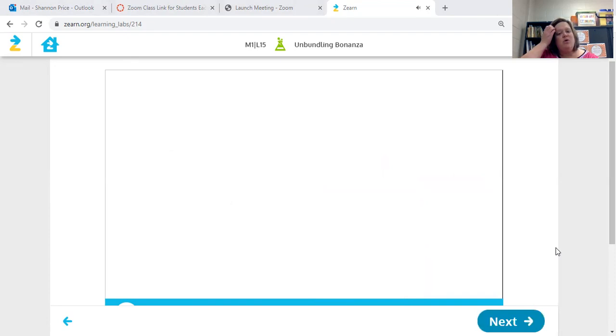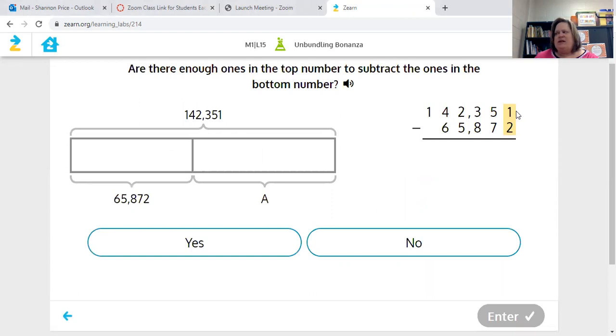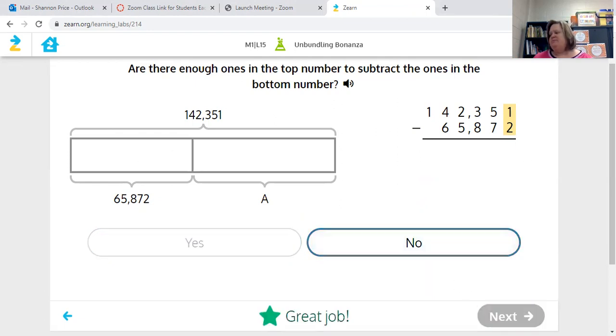All right, so let's talk about why we weren't ready to subtract. I always like to look at it as candy. If I had one piece of candy and I had two friends that wanted a piece of candy, I could not give them each a piece of candy. So I would need to borrow. And when we're talking about borrowing, we're talking about borrowing a whole group from our place value. So in this case, are there enough ones in the top number to subtract the ones in the bottom number? Absolutely not. So we will say no.